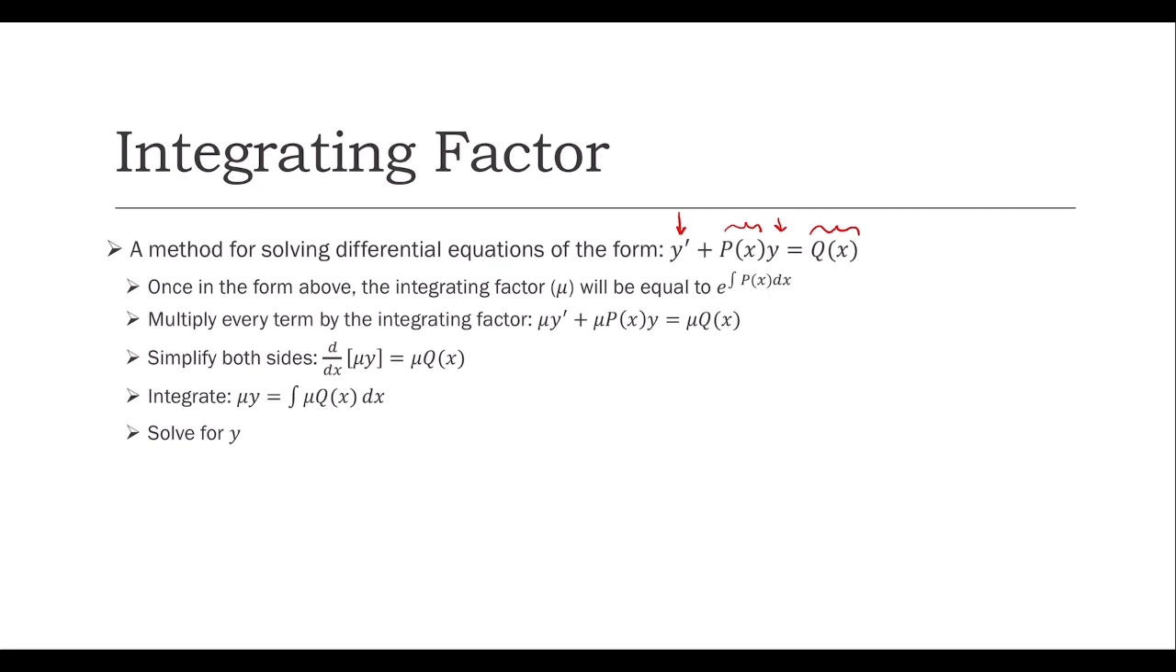You'll multiply every term by that integrating factor, and then simplify both sides to get d dx of the integrating factor times y equals the integrating factor times q of x. You'll then integrate to get that the integrating factor times y equals the integral of the integrating factor times q of x dx, and you'll solve for y.